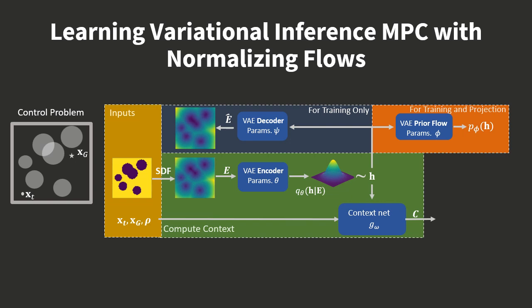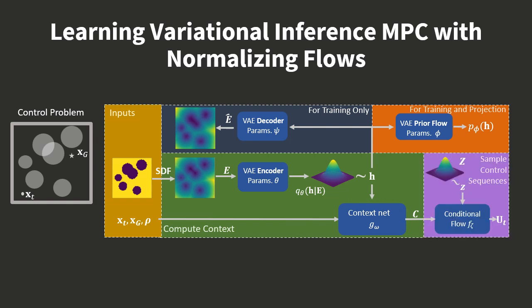The control sequence normalizing flow takes the context vector and transforms normally distributed samples into low-cost control sequences. Our total objective is the expected cost of control sequences, the negative entropy of the sampling distribution, and the VAE loss.